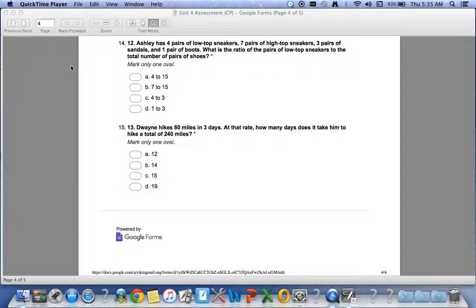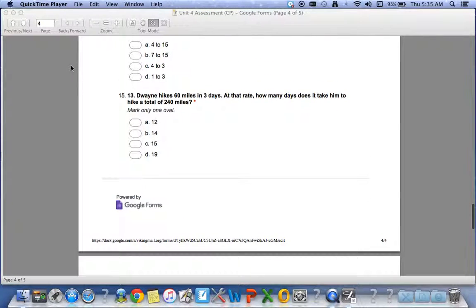Last question. Nope, sorry, not last question. Tricked ya. Number 13. Dwayne hikes 60 miles in 3 days. At that rate, how many days does it take him to hike a total of 240 miles? A. 12, B. 14, C. 15, or D. 19?